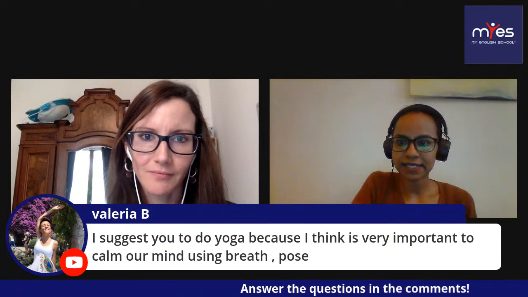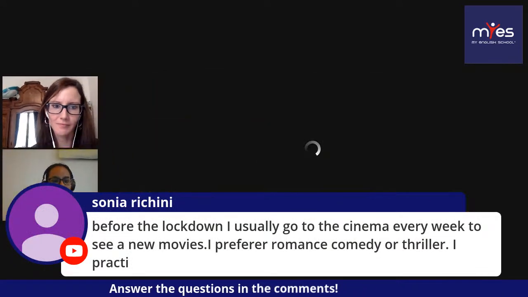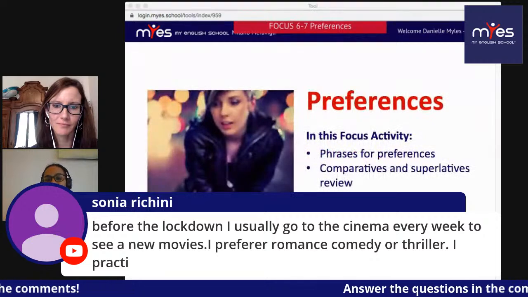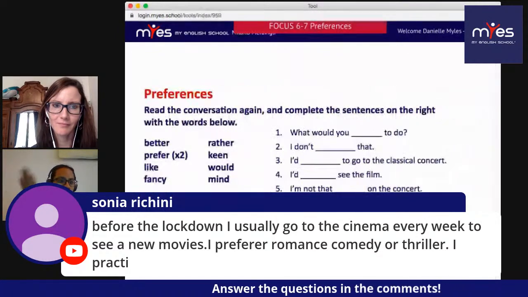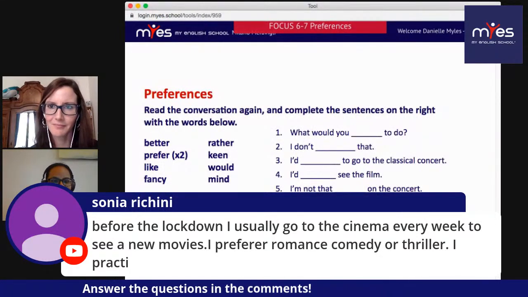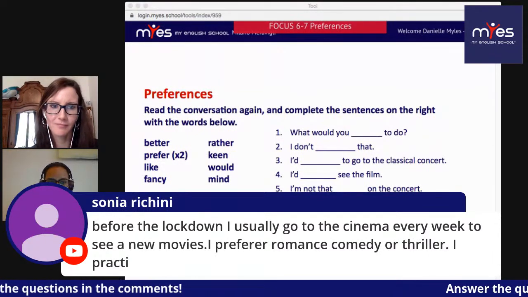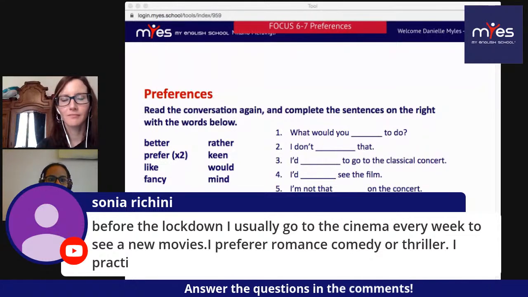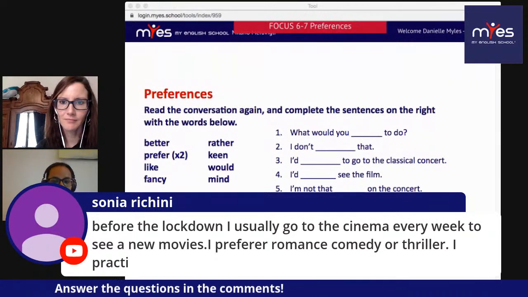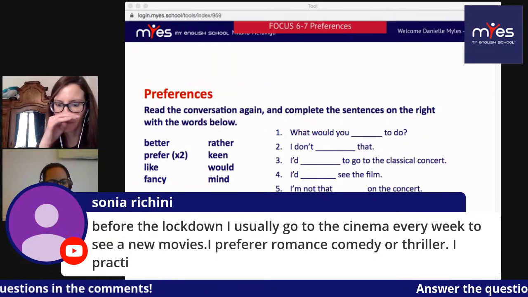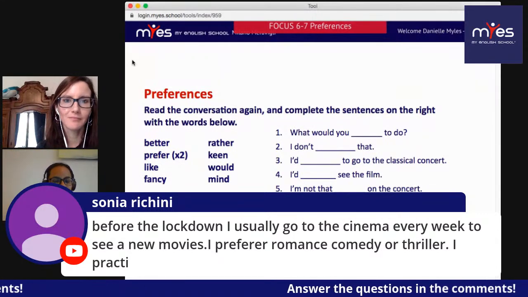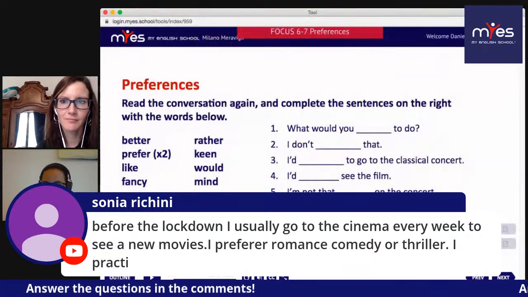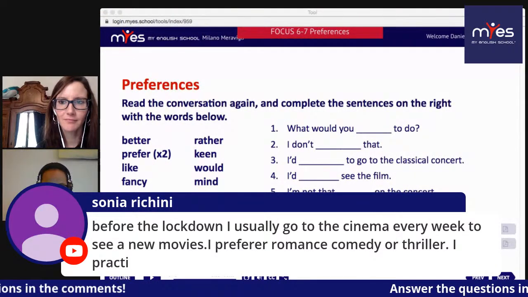Sonia says, before the lockdown, I usually go to the cinema. So before the lockdown, I usually went to the cinema every week to see a new movie, one new movie. I prefer romance comedy or thrillers. So we would use the plural here. I prefer romance comedies or thrillers. And she says, I practice. Okay.